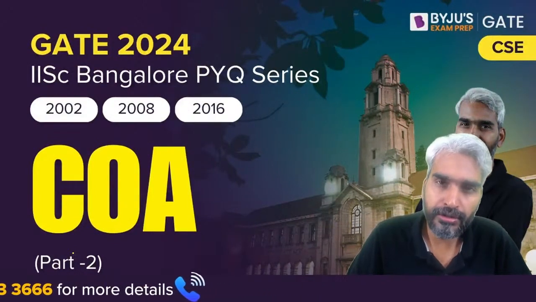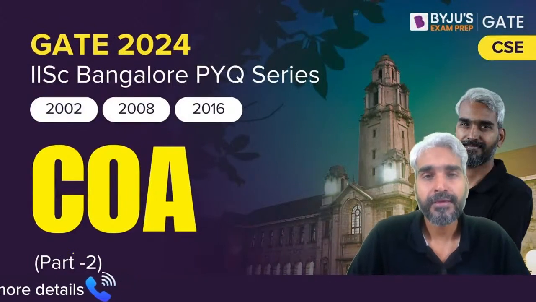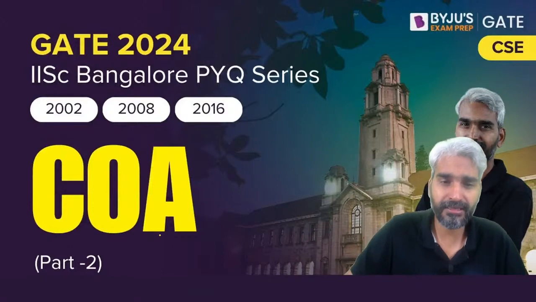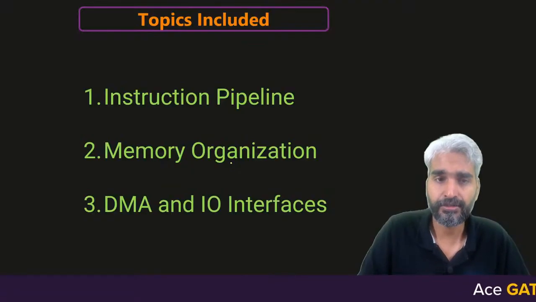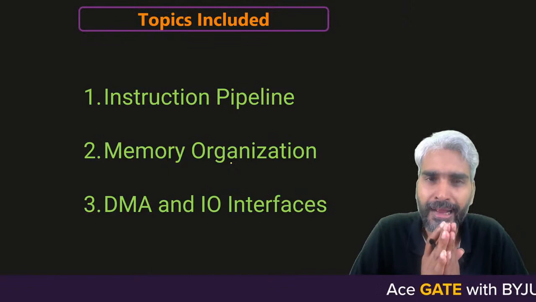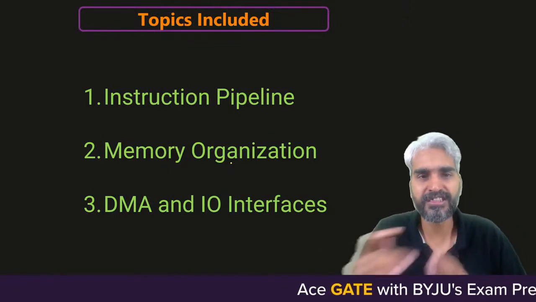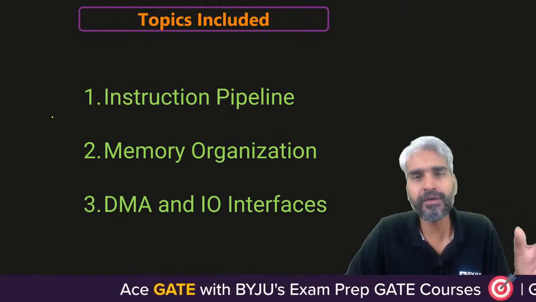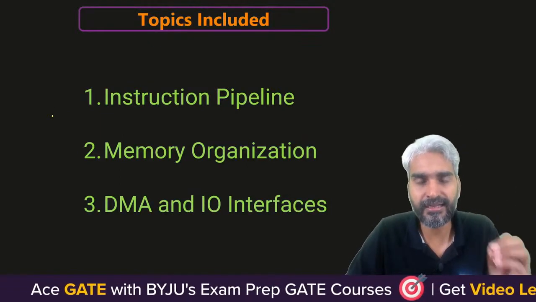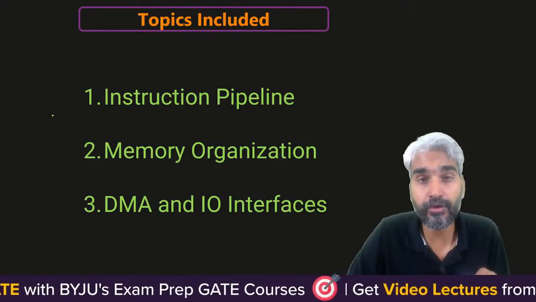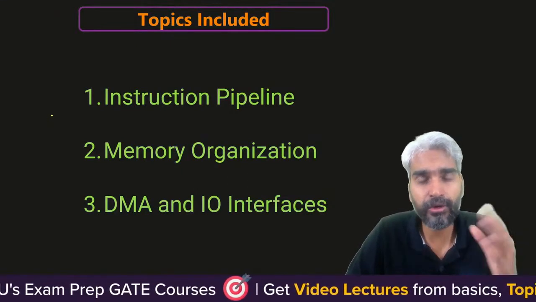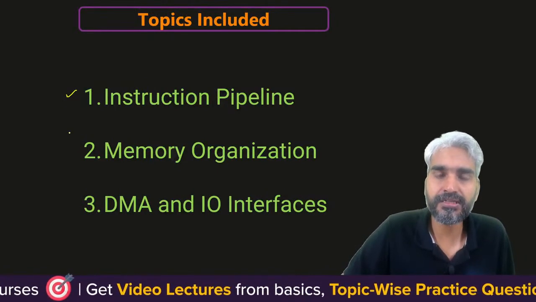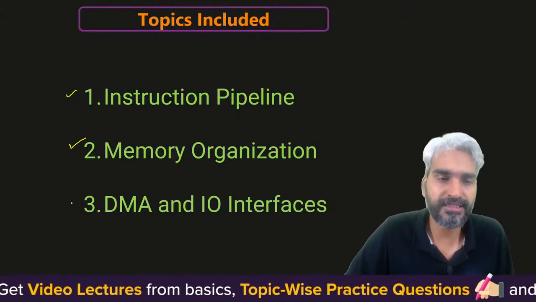This is the second part of the previous year question discussion of IISc Bangalore for the subject Computer Organization and Architecture. So, what are the different topics which I am going to include in this particular session? Yesterday we discussed only the basics of computer organization architecture and the questions related to machine instruction, addressing mode and control unit design. Today we discuss the questions of instruction pipelining, memory organization and DMA.